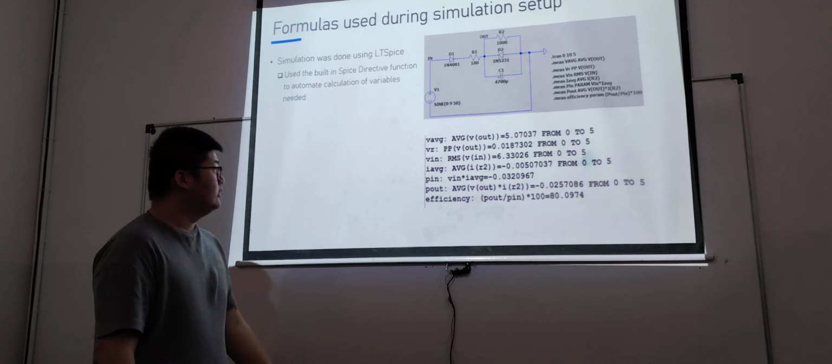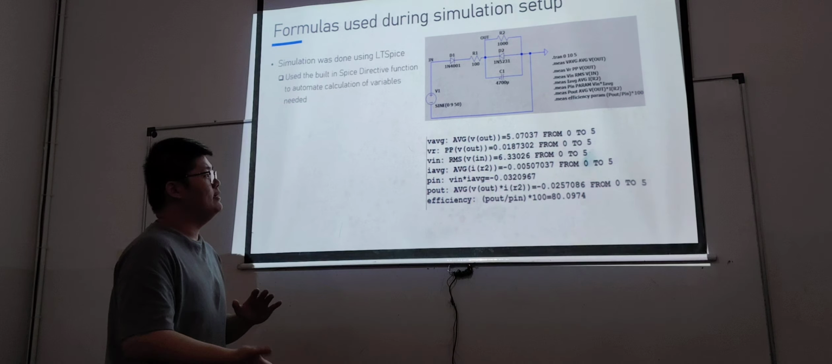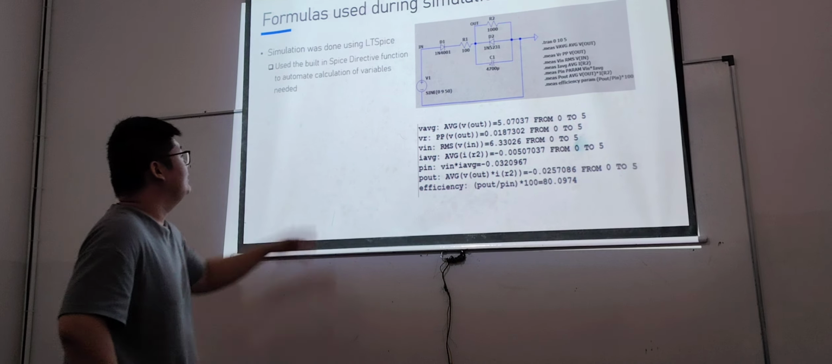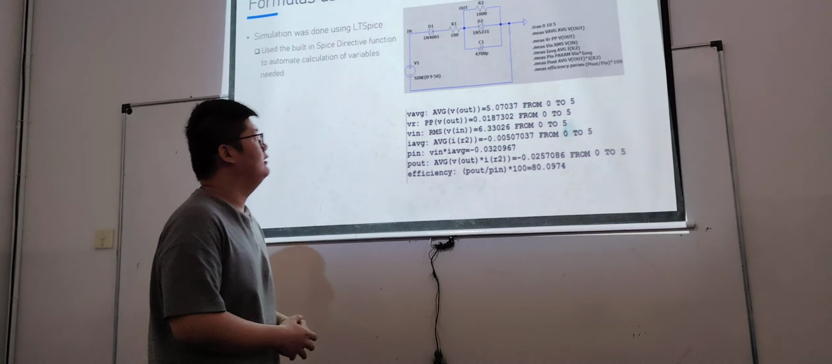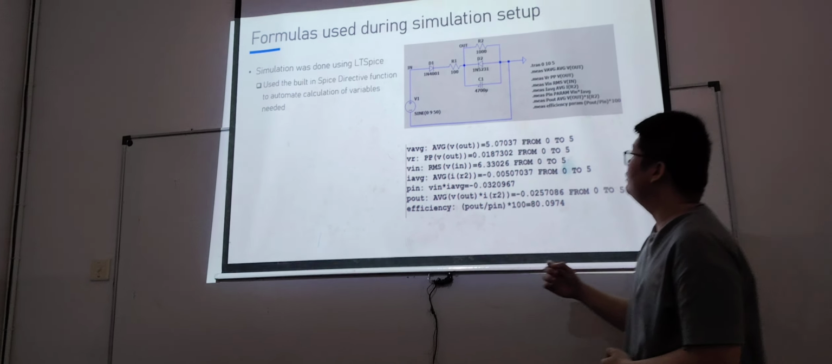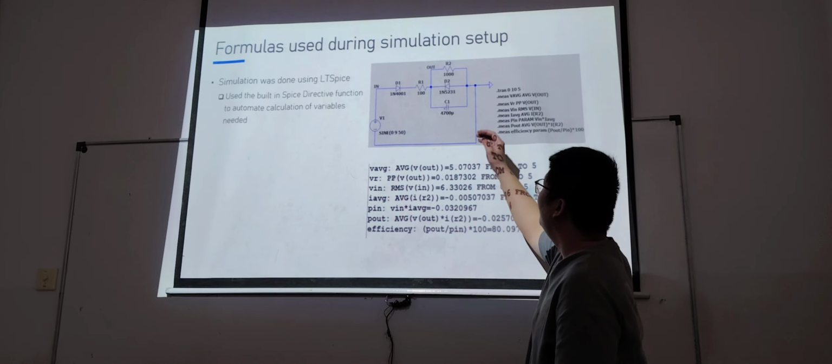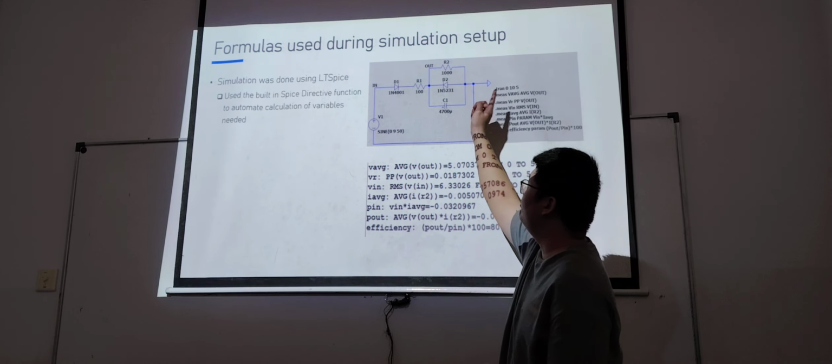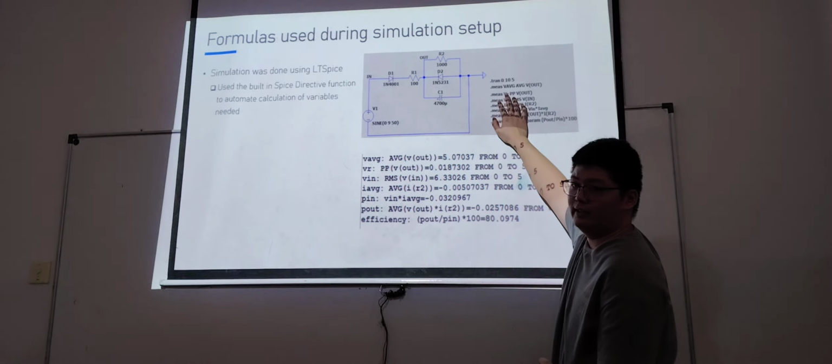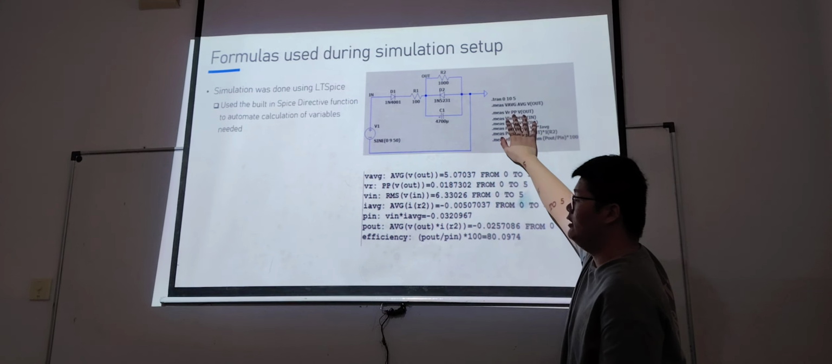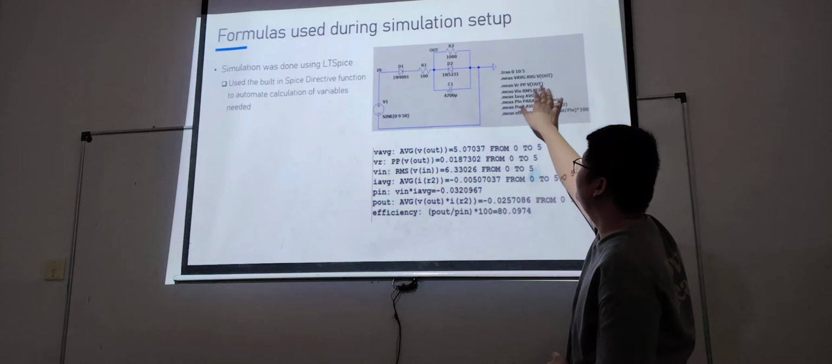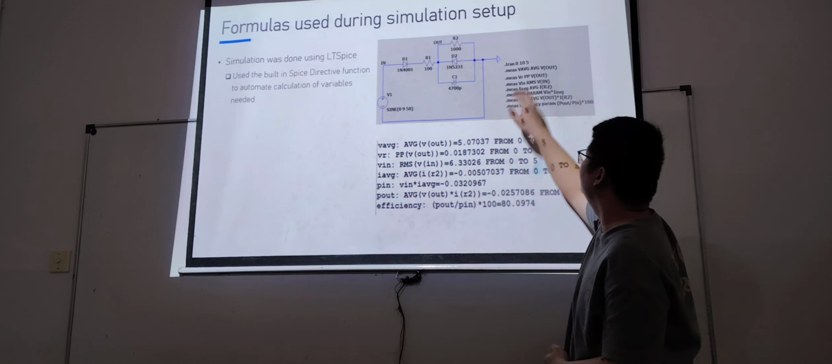Then for the simulation setup, I also use some formulas to automate my calculation for easier analysis. I'm using the built-in SPICE directives from LTspice, and the output is here. For example, I wanted to calculate the peak-to-peak voltage of the output. So I write here the function .measure. PP is the name of the variable, P2P is the function, and V(out) is the source from which I'm calculating it.